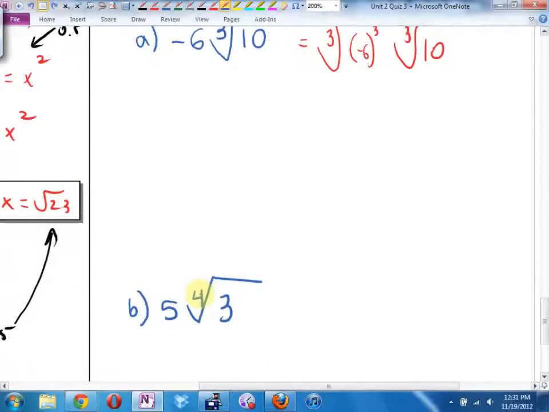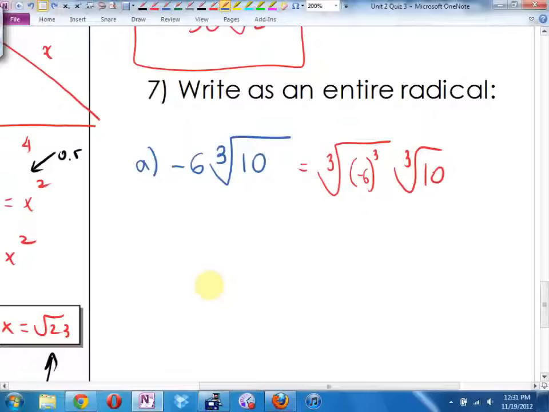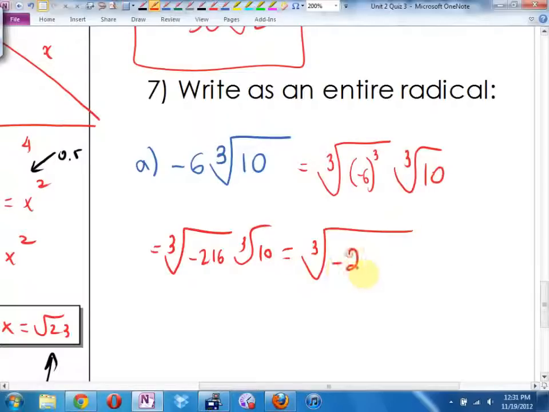For this fourth root, I'm going to use 5 to the 4th inside. If there was a 5, it would be 5 to the 5th. Anyways, this is going to be the cube root of, I agree, it's negative 216 cube root 10, which, Darian, I'm pretty sure is the cube root of negative 2,160. Yes? Yes. 1 mark.